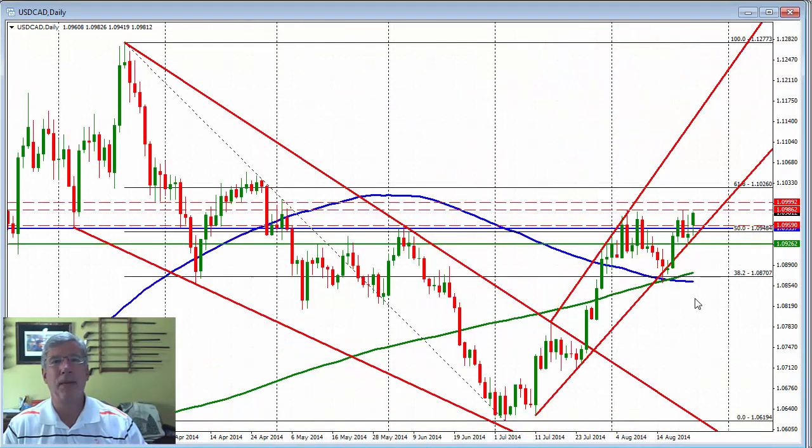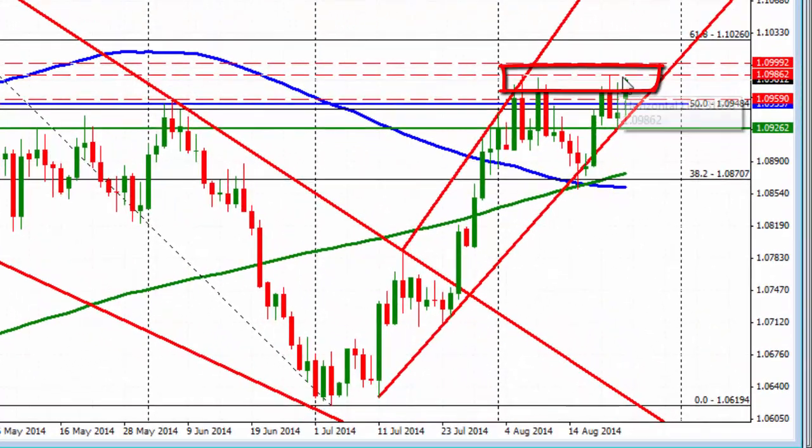Dollar versus Canada banging against the tops. So for August, we have 1, 2, 3, 4 different tops, within a few pips of each other at the 109.86 level. Move above that level, we'll be looking for the 110.26 level on the top side.